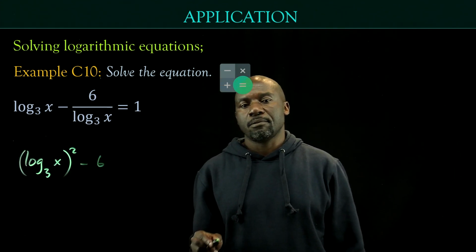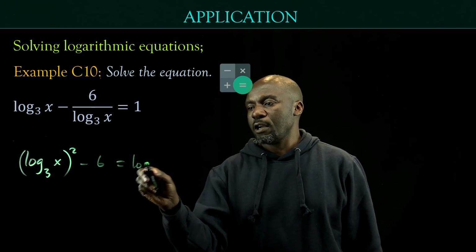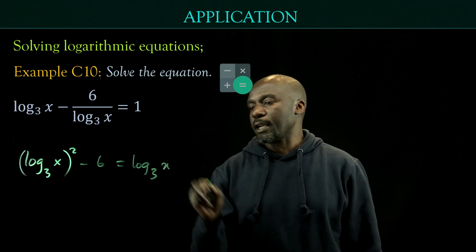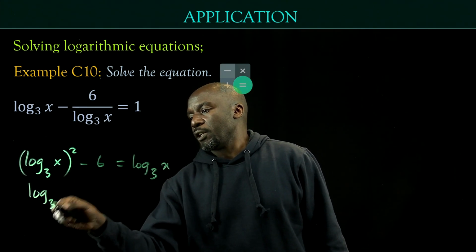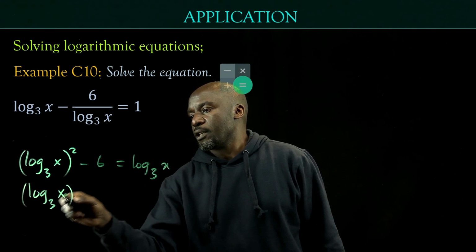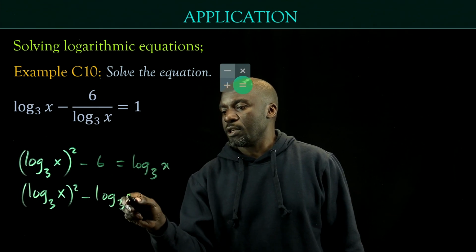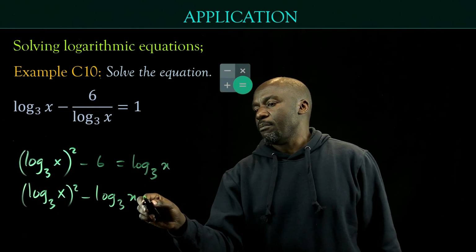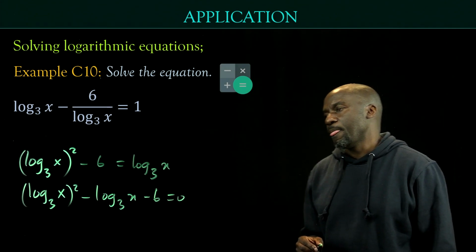minus 6, equals log base 3 of x. This is quadratic, so log base 3 of x squared minus log base 3 of x minus 6 must be equal to 0. That's what we have there.